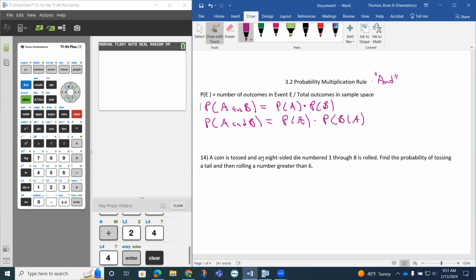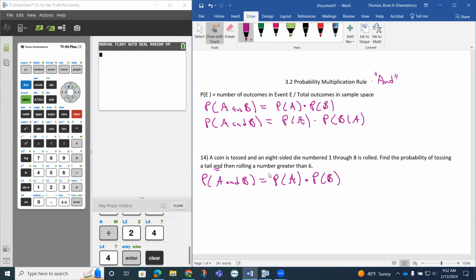So question 14: a coin is tossed and an 8-sided die numbered 1 through 8 is rolled. Find the probability of tossing a tail and then rolling a number greater than 6. Notice we have two events going on: tossing a tail and rolling a number greater than 6. So this is the probability of A and B. Flipping a coin and rolling a die are totally different events. They don't affect each other. So all I have to do is identify the probability of A and multiply it by the probability of B.